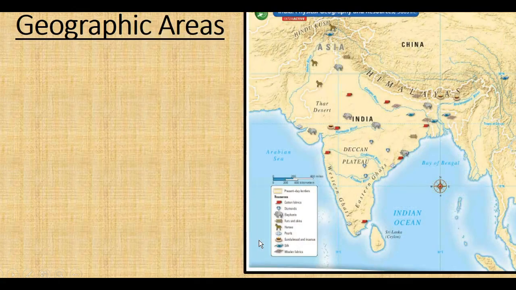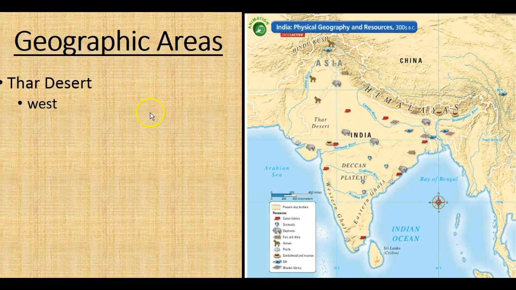Okay, geographic areas. Here we go. So I'm going to move this again just slightly. Okay, so the Thar Desert. The Thar Desert is located in the northwestern part of India. So here is the western part. Okay. And then here is the Ganges River.